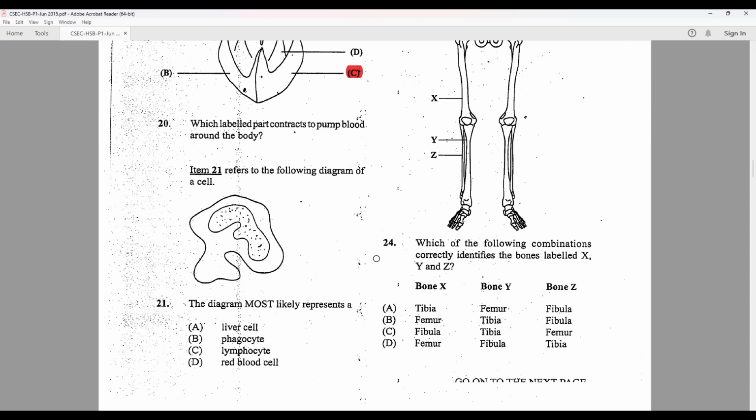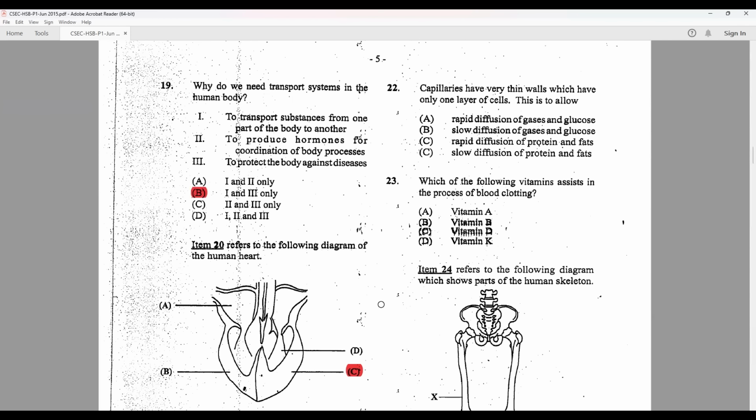Item 21 refers to the following diagram of a cell. The diagram most likely represents what? This lobed nucleus is the giveaway. This nucleus that is lobe-shaped tells you it is a white blood cell and that you are thinking about a phagocyte. The other type of white blood cell is the lymphocyte. The nucleus of the lymphocyte takes up most of the cell, and it's circular. So the mere fact that you see this lobed nucleus means you are thinking about a phagocyte. Let's go to question 22.